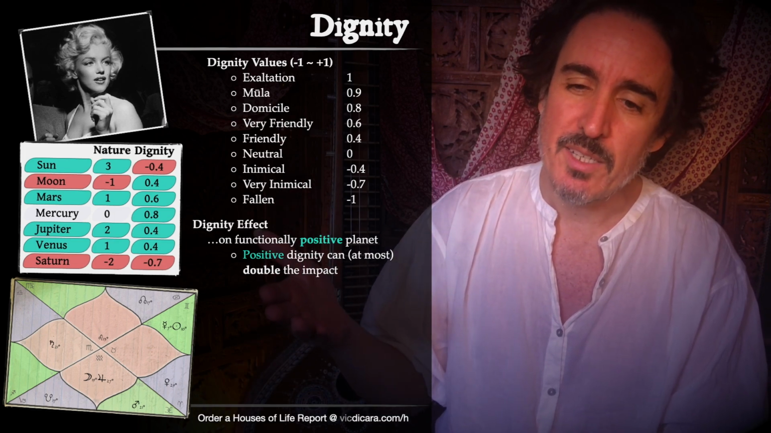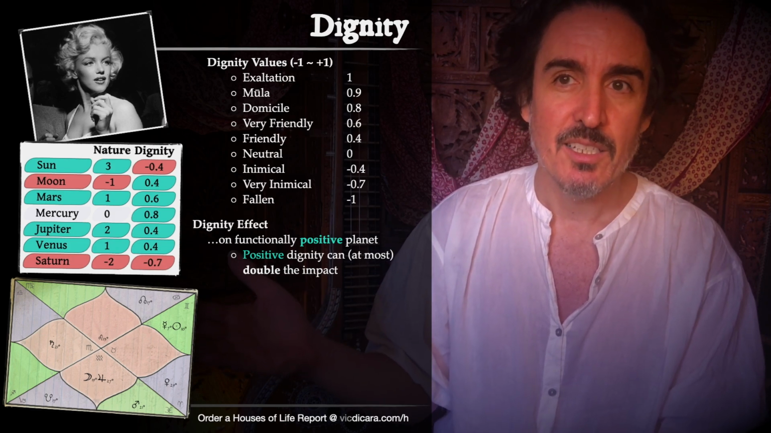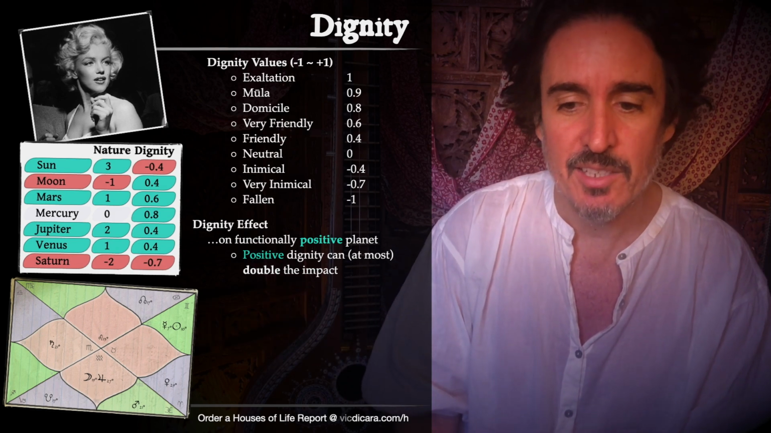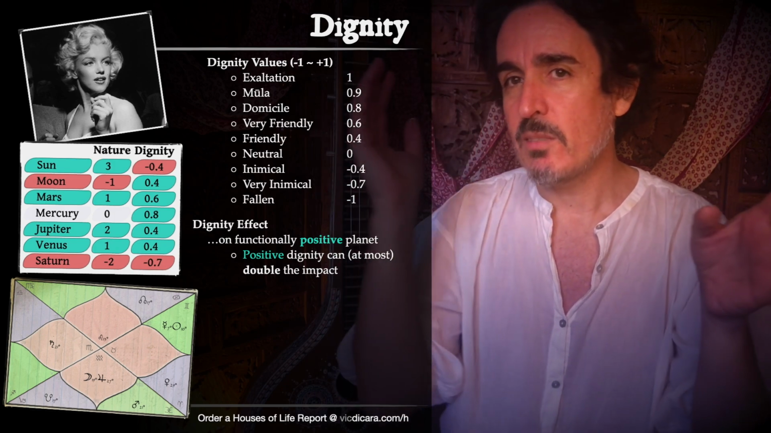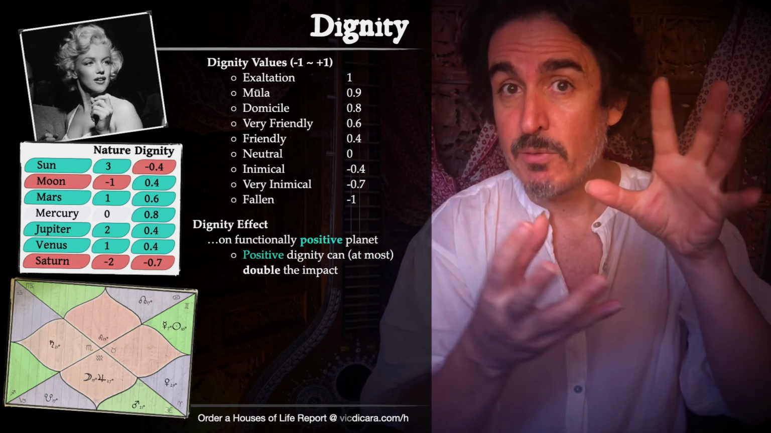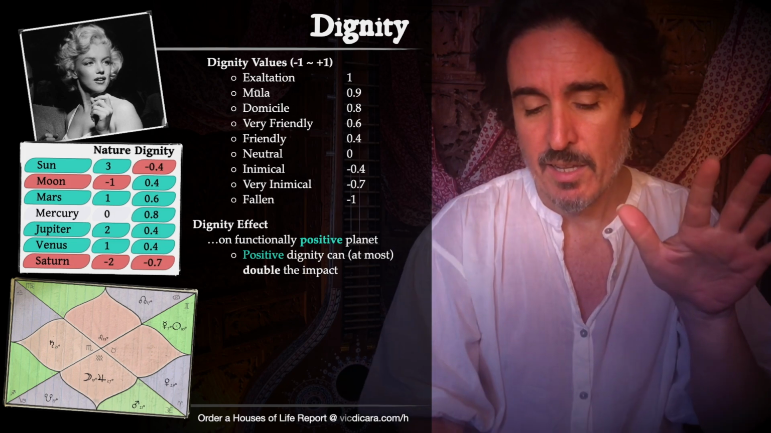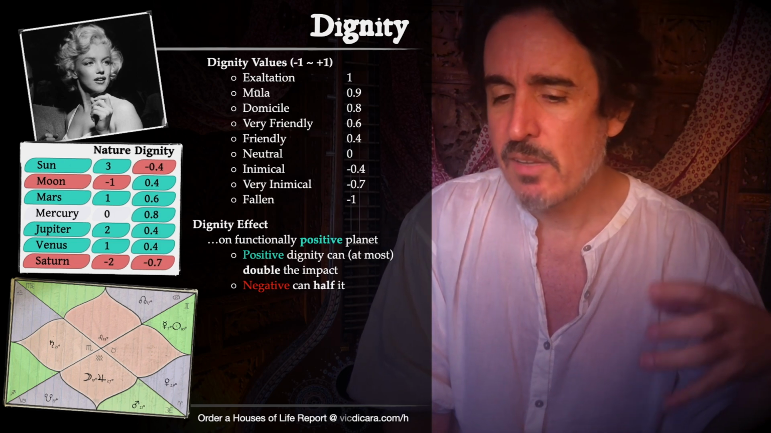Now, the good mood is a value of 0.6. It's not 1. It's not 100%. It's 60%. So it wouldn't double, but it would be 60% of doubling. And that's how you're going to do the math. So if the planet is functionally positive and it has positive dignity, then the positive dignity fully intensifies the positive impact of the planet.